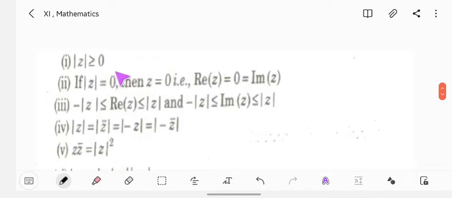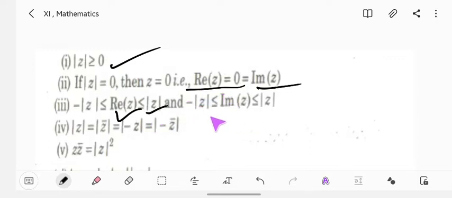Properties of modulus. Mod of z is always greater than or equal to 0. If mod of z equals 0, then z equals 0, that is real z equals 0, which is equal to imaginary z. Minus mod of z is less than or equal to real z, less than or equal to mod of z, and minus mod of z is less than or equal to imaginary z, less than or equal to mod of z.